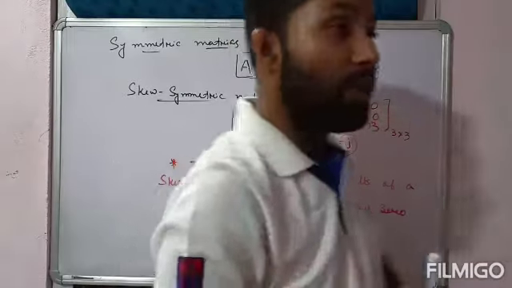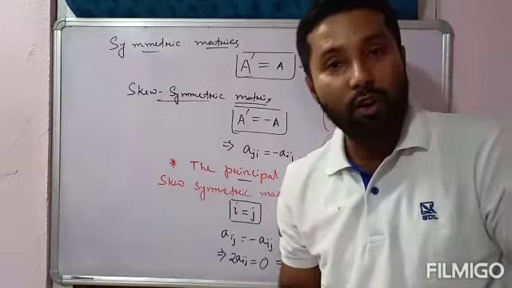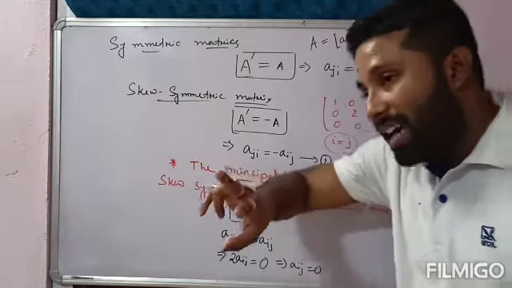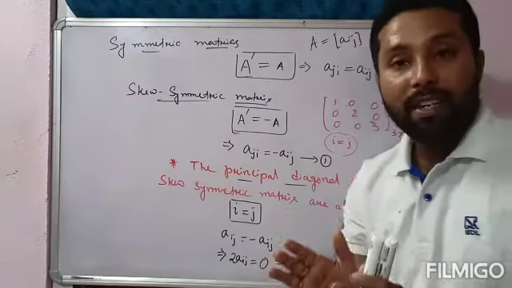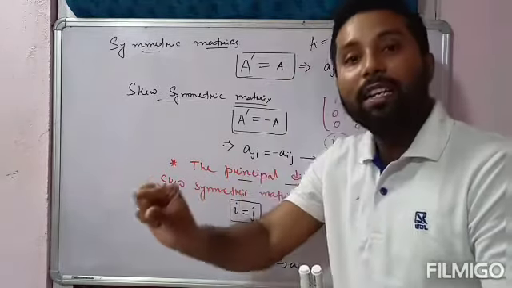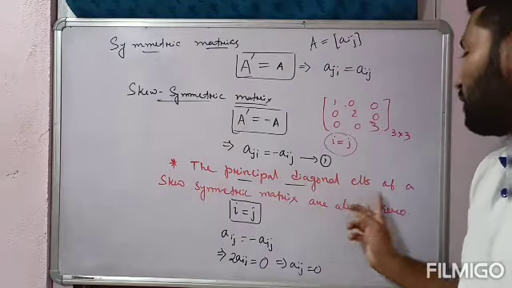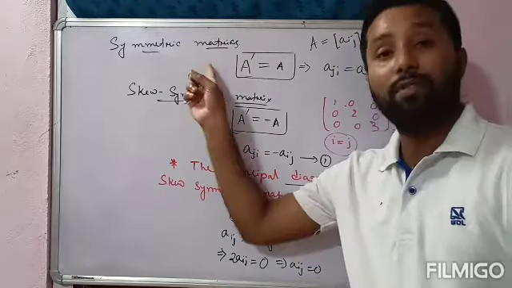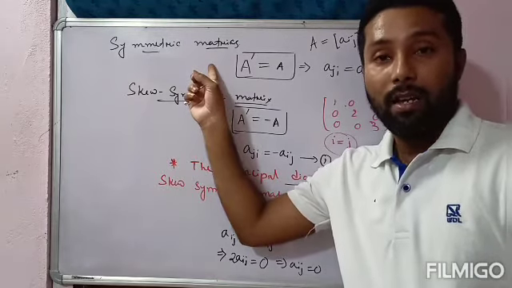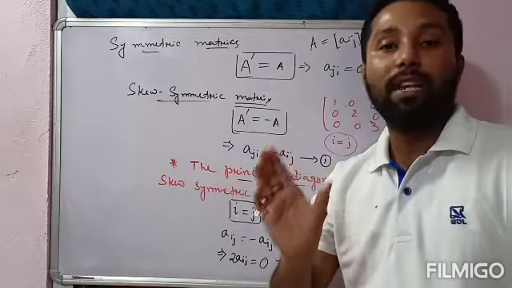So aij equal to 0 means, in case you can replace j by i or i by j also. So if i is equal to j and aij is equal to 0, which means the principal diagonal elements are 0. So that's why all the principal diagonal elements of a skew symmetric matrix are always 0, but not in case of a symmetric matrix. This will exist only in case of a skew symmetric matrix.